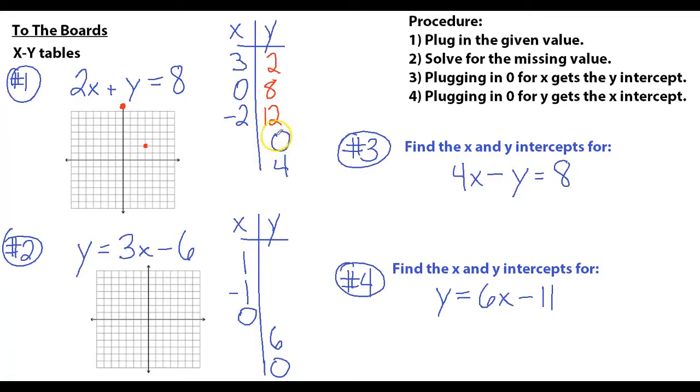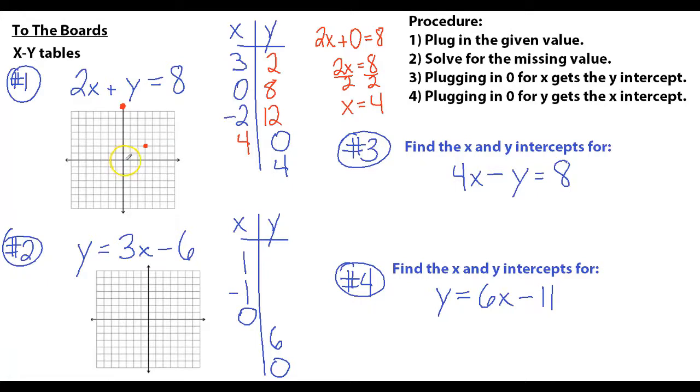Let's now plug in 0 for y. When I plug 0 in for y, I get 2x plus 0 equals 8. That 0 just goes away, and I divide by 2 to find out that x equals 4. I can graph this point.